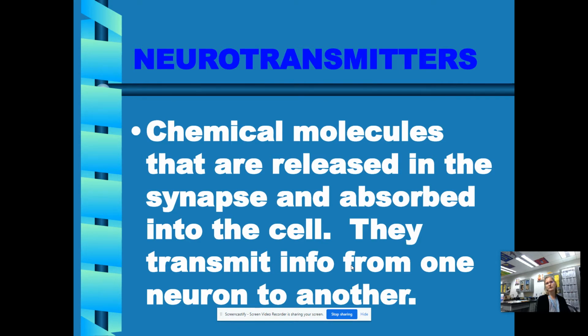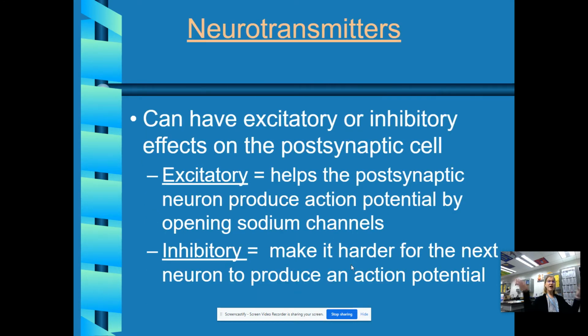Neurotransmitters are chemicals that are released into the synapse and absorbed into the next cell, and they transmit information. They say one of 2 things. They might say, have another action potential! So they might excite the next neuron, pump it up, get it to have another action potential, open up those sodium channels, let's go. Or they will inhibit. They say, whoa, stop the message. You might think, why would we want a message stopped? Sometimes we do.